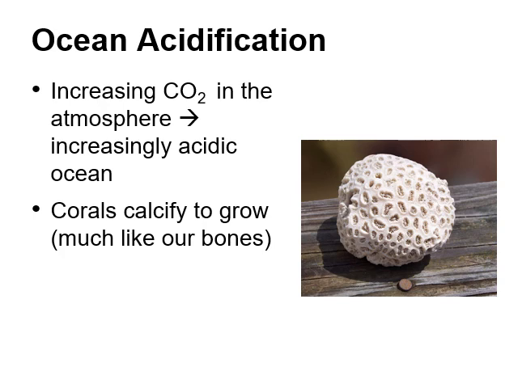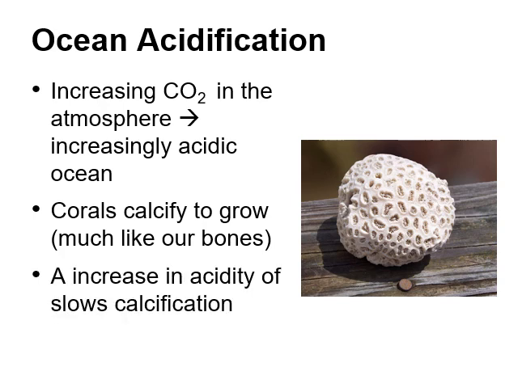So the changes to our climate are causing a sort of double whammy to corals. The temperatures are getting too warm and causing them to bleach. And then on top of that, the water is getting more and more acidic, which makes it harder for them to grow. So increases in acidity slow calcification.